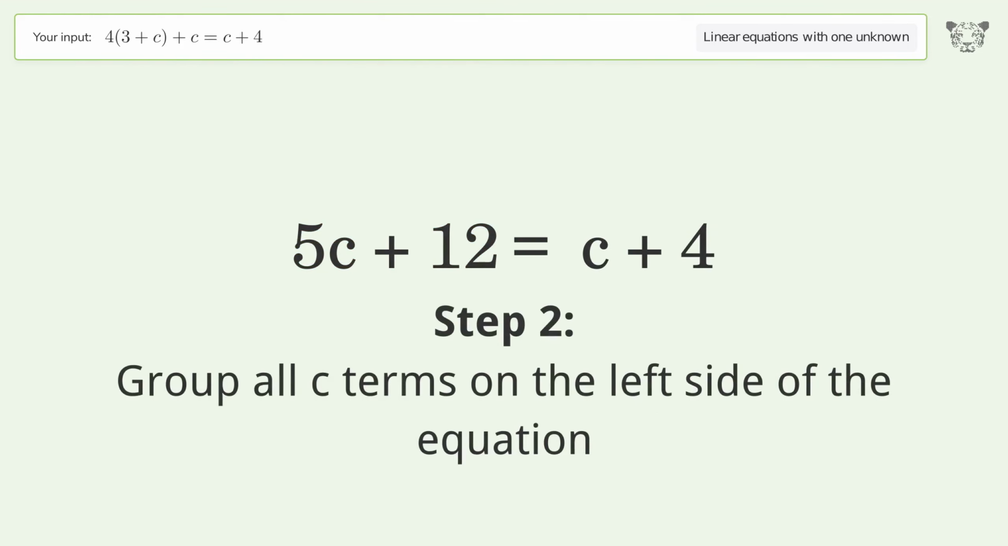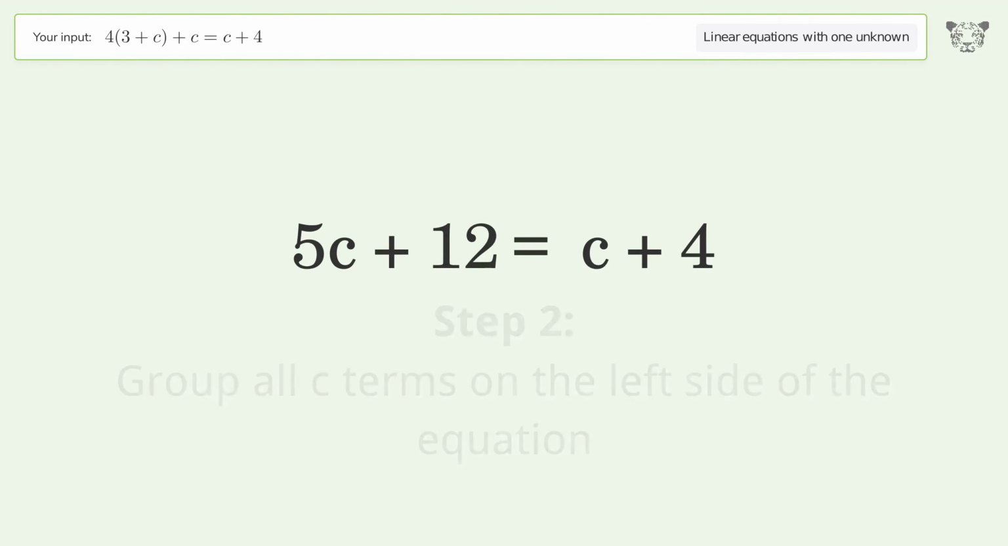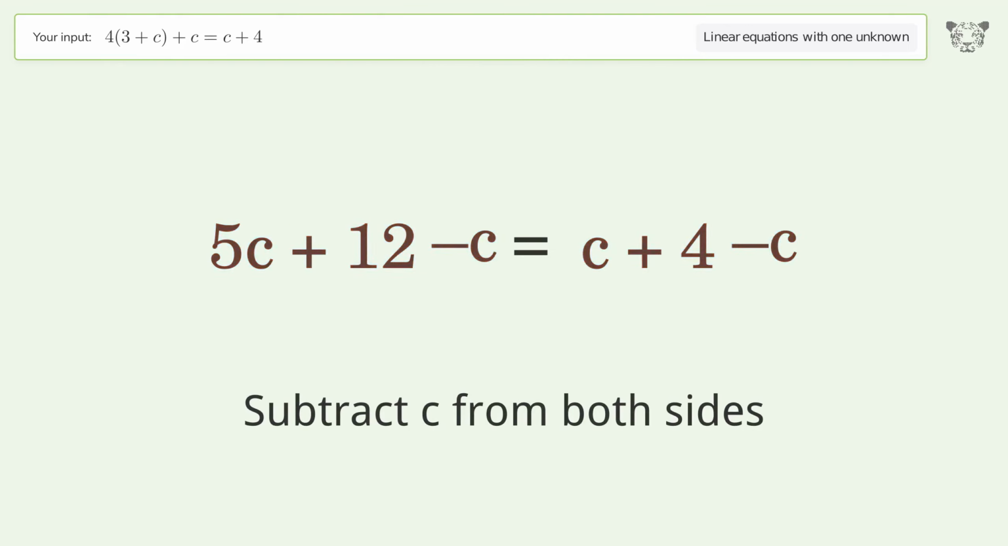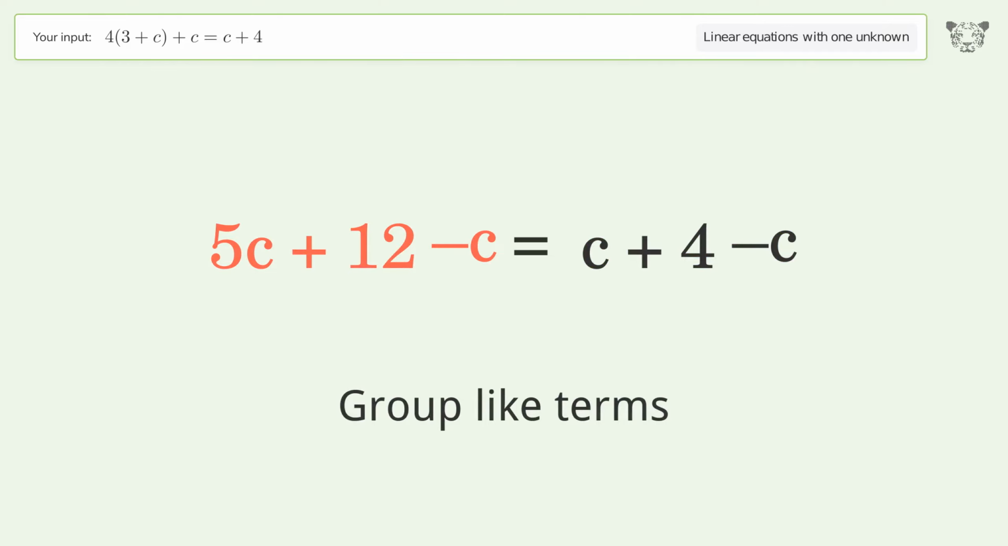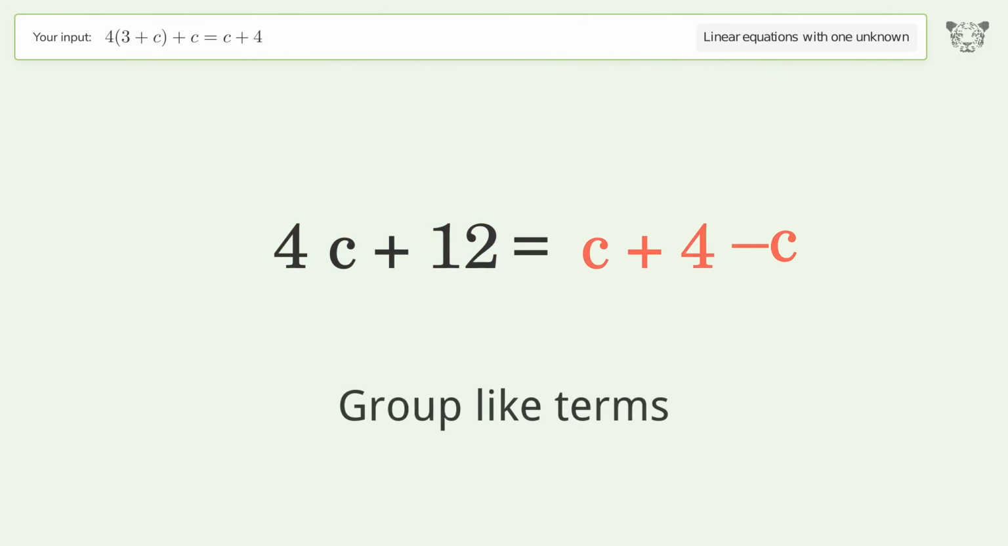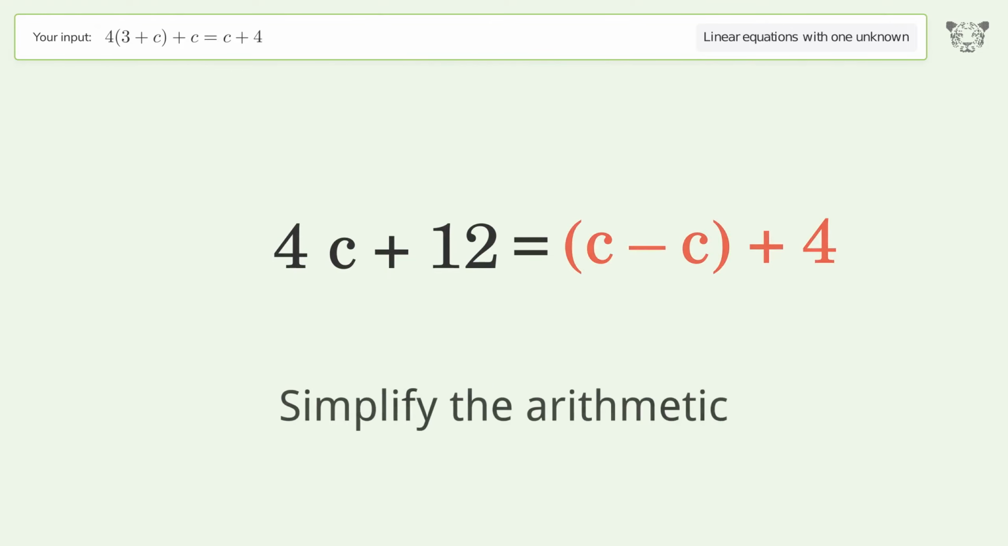Group all c terms on the left side of the equation. Subtract c from both sides. Group like terms. Simplify the arithmetic. Group like terms. Simplify the arithmetic.